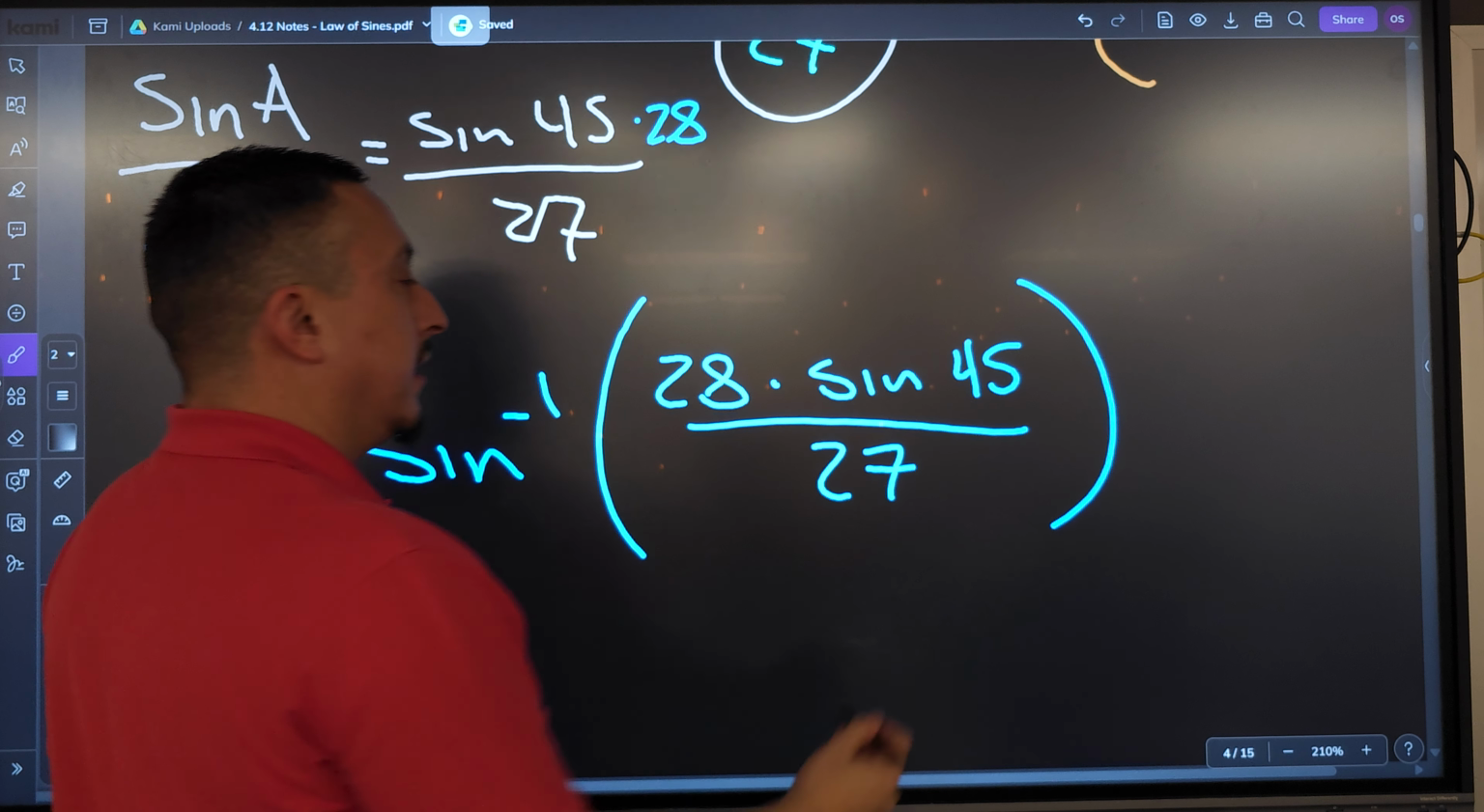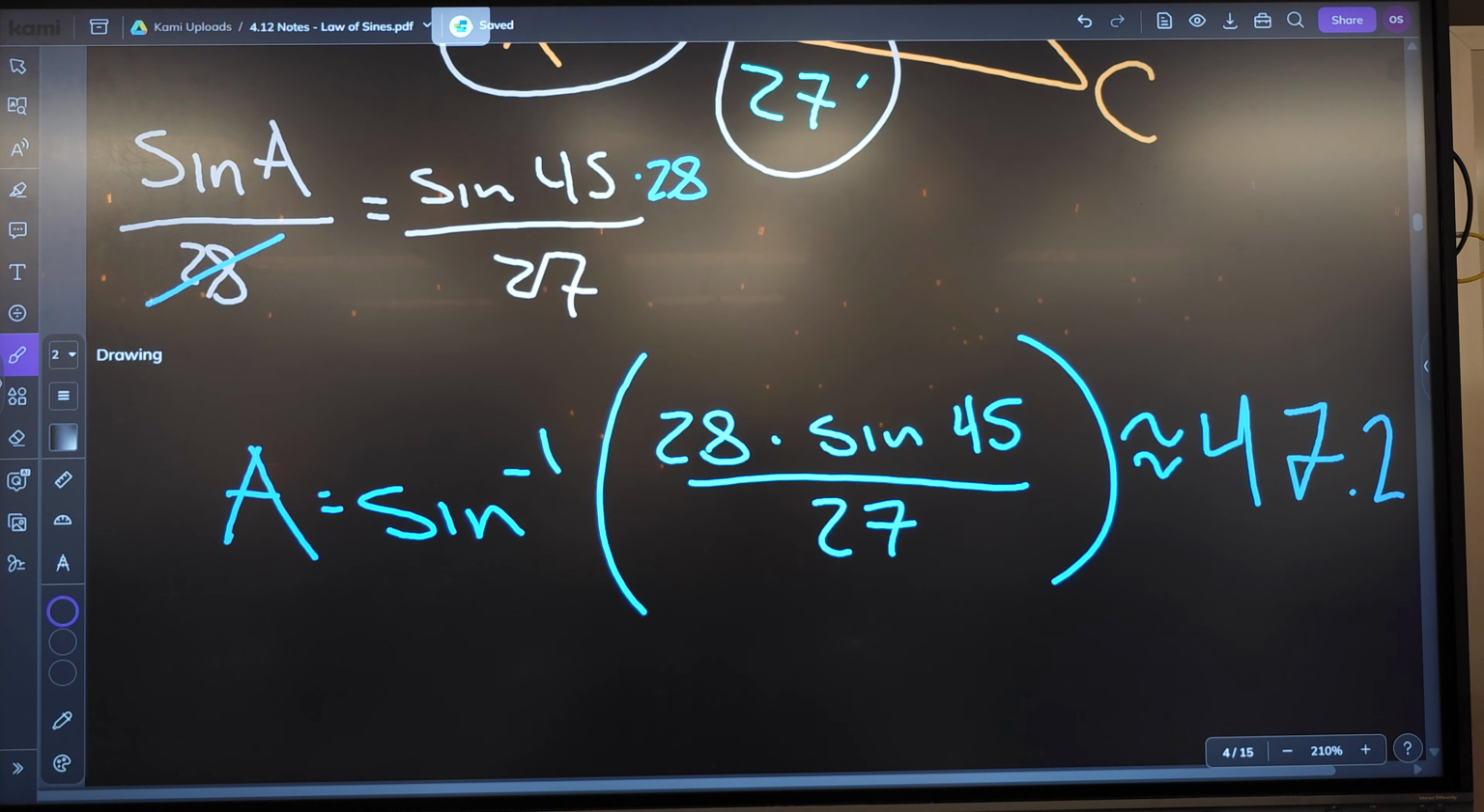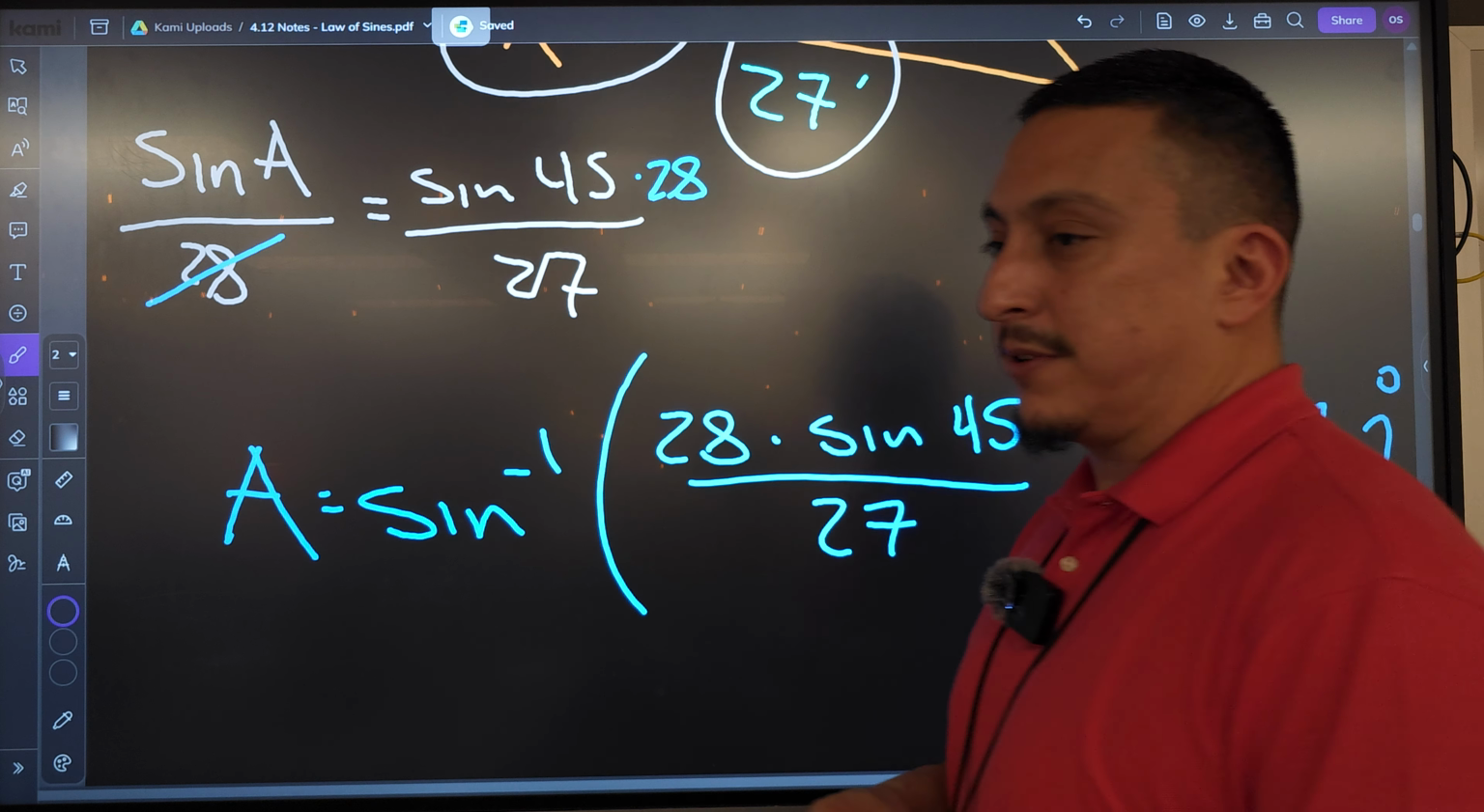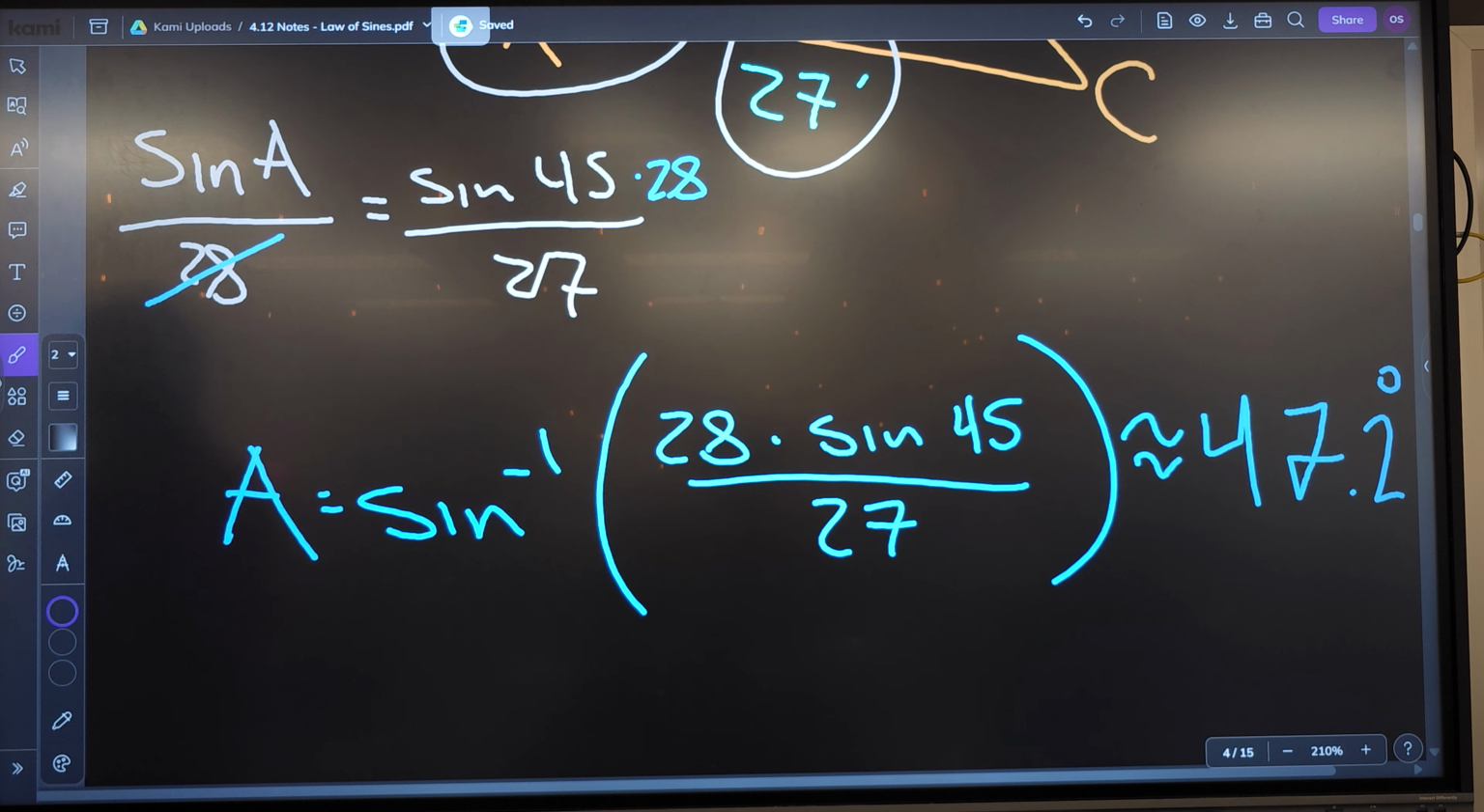After that, you should be able to just type it all into your calculator. And what angle are you getting, guys? 47.2? Is that what I heard? Is that what you got? Okay. So degrees, because we're looking for degrees. Remember, the alpha y equals makes it look like a fraction.